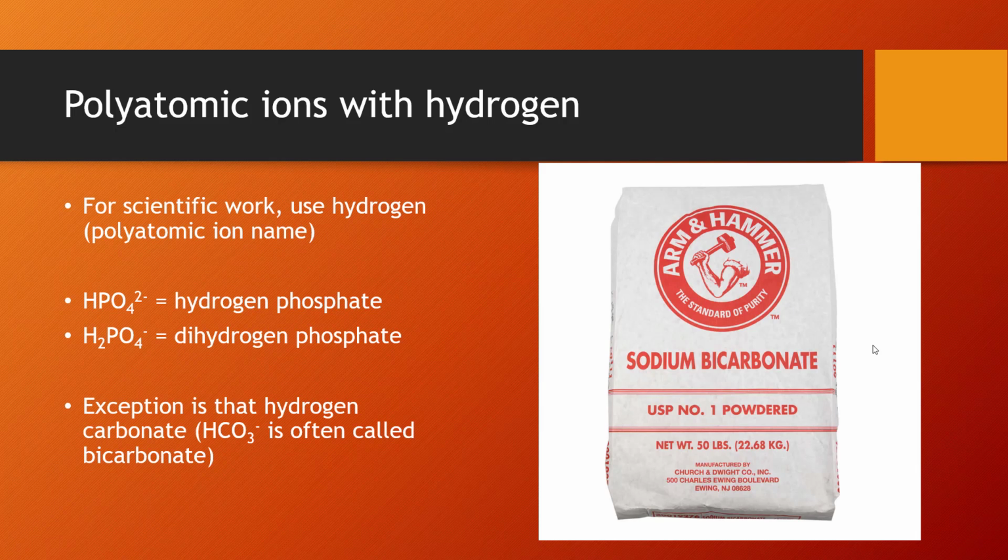What if you throw hydrogen in the mix? Well, phosphate, PO4, 3-. When you add a hydrogen, that's a positive charge. You're going to say hydrogen and then the polyatomic ion name. So hydrogen phosphate is going to be HPO4 and it's a 2-. Dihydrogen phosphate is H2PO4 and it's only 1- there.